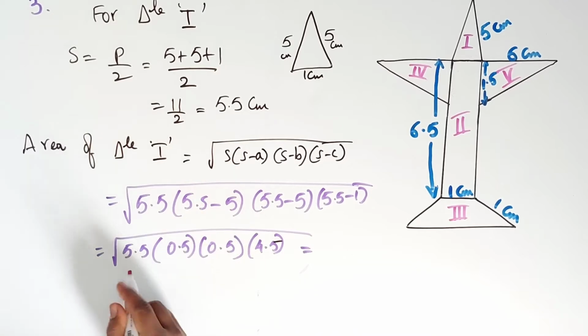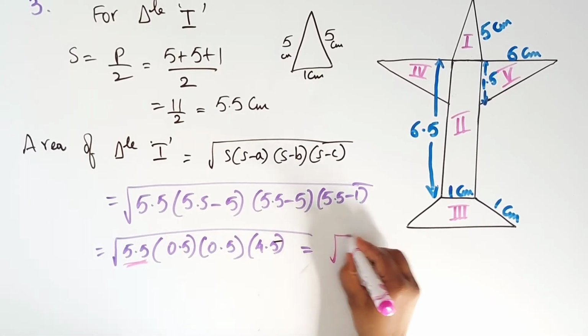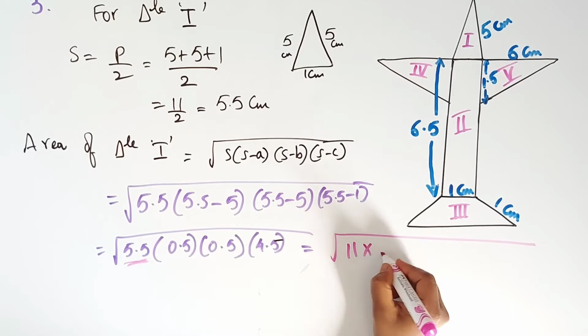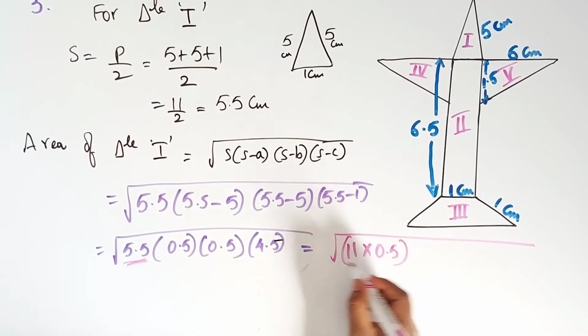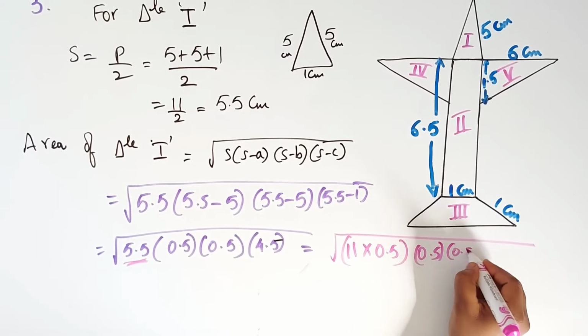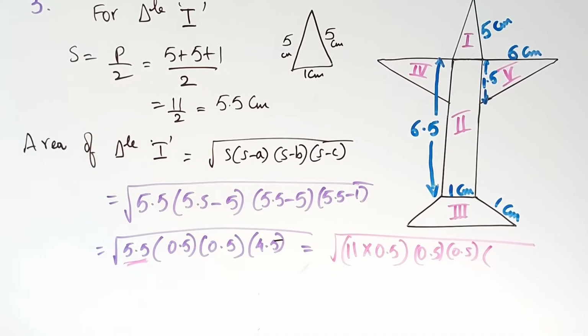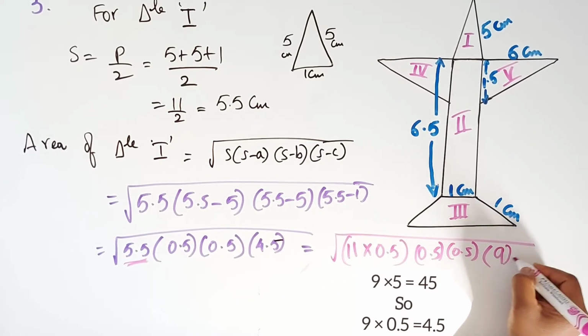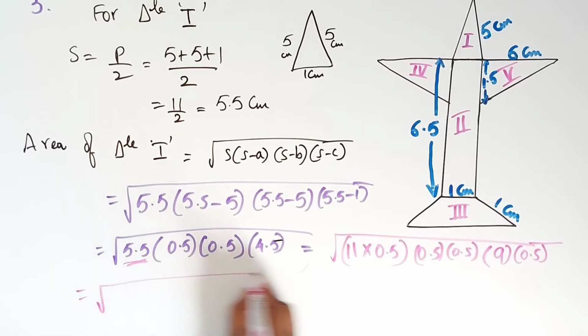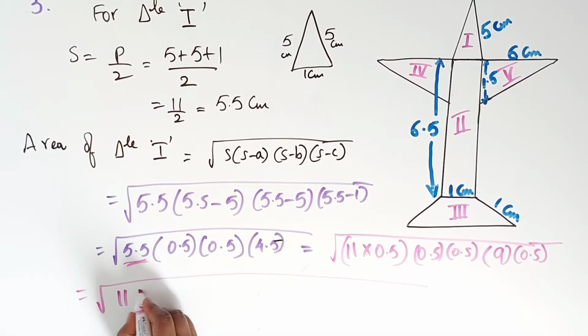This is equal to 5.5. I am writing it like root of 11 into 0.5, children. Correct? Now here also we have 0.5 and 0.5. Here 4.5, 9 fives, we can write, that means 9 into 0.5. Correct, children? So this is equal to root of 11, we will separate 9. 9 means 3 square, children.